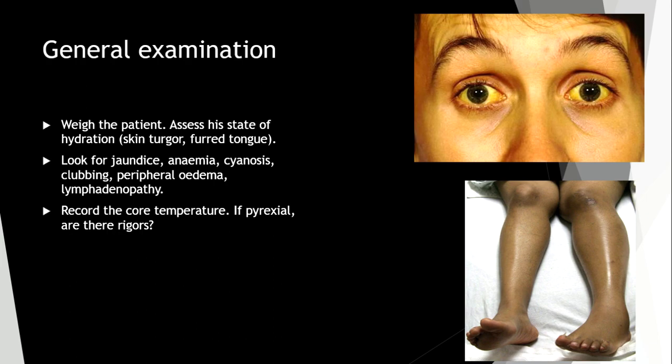General examination. Weigh the patient, assess the state of hydration, skin turgor, furry tongue. Look for jaundice, anemia, cyanosis, clubbing, peripheral edema, lymphadenopathy. Record the core temperature. If pyrexial, are there rigors?